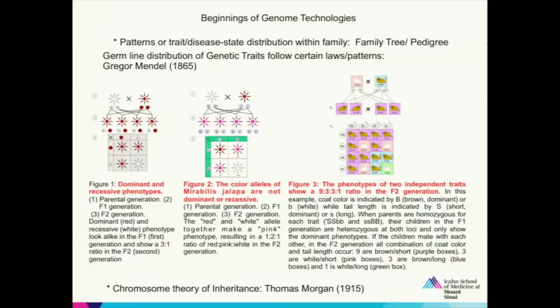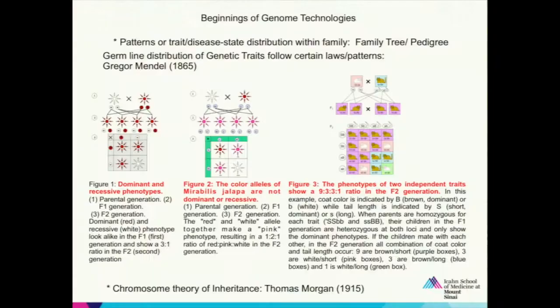But that's how it all started. Before the genome technologies were developed, if you go back a century and a half, down the ages, we all knew that there are some traits in the family which go down from generation to generation, right? But nobody knew how they go down. Is there any pattern, or any law, or any rule? And it was first Mendel.